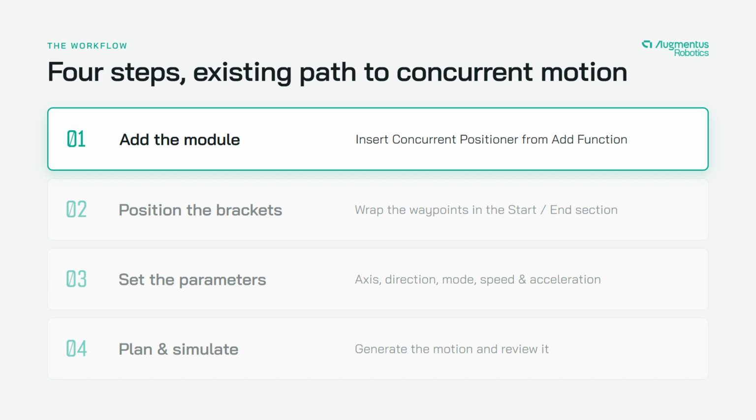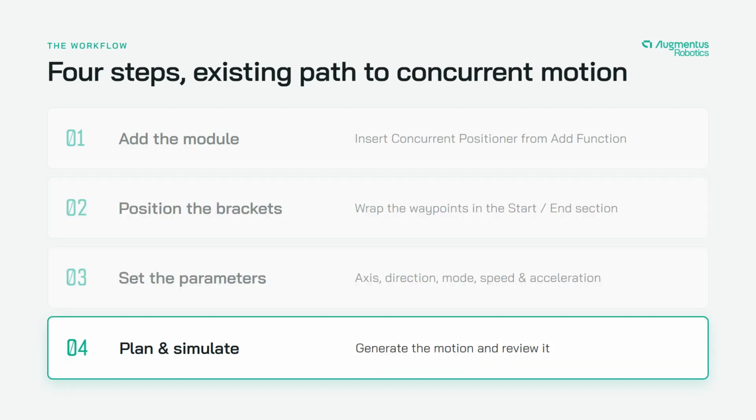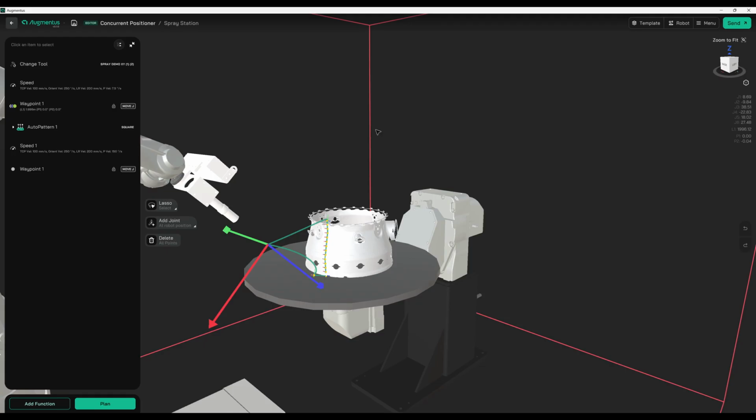First, add the concurrent positioner module. Position its brackets around your waypoints. Set the rotation parameters. Then plan and simulate. Start from a program that already has its motion path. Here, an auto pattern spray path runs over the part, with a home waypoint before it and after.